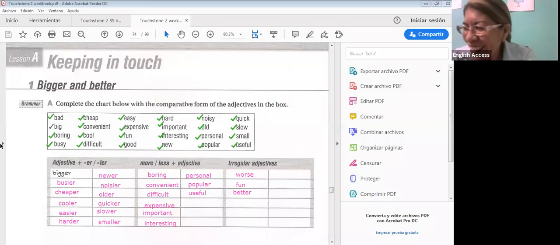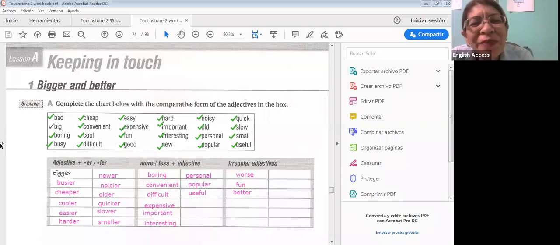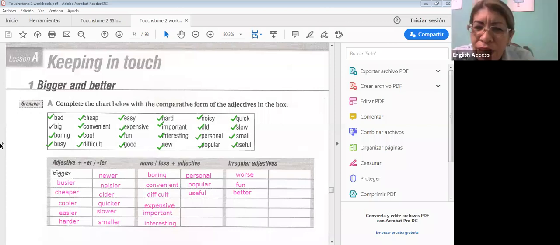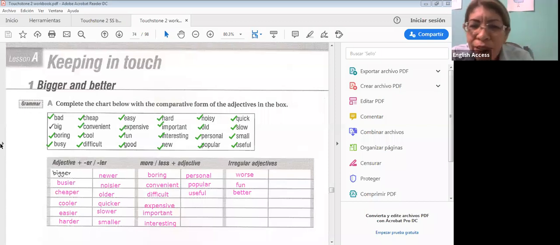Okay, Aide, yours, please. Acapulco is expensive. Acapulco is what? Expensive. What is the comparative? With Guadalajara. With. We don't use with, Aide. What is the comparative form of expensive?